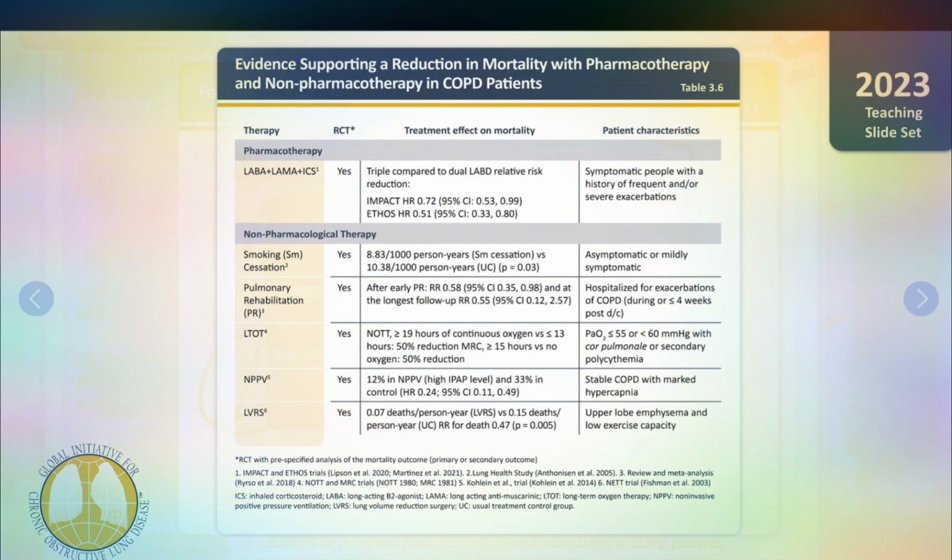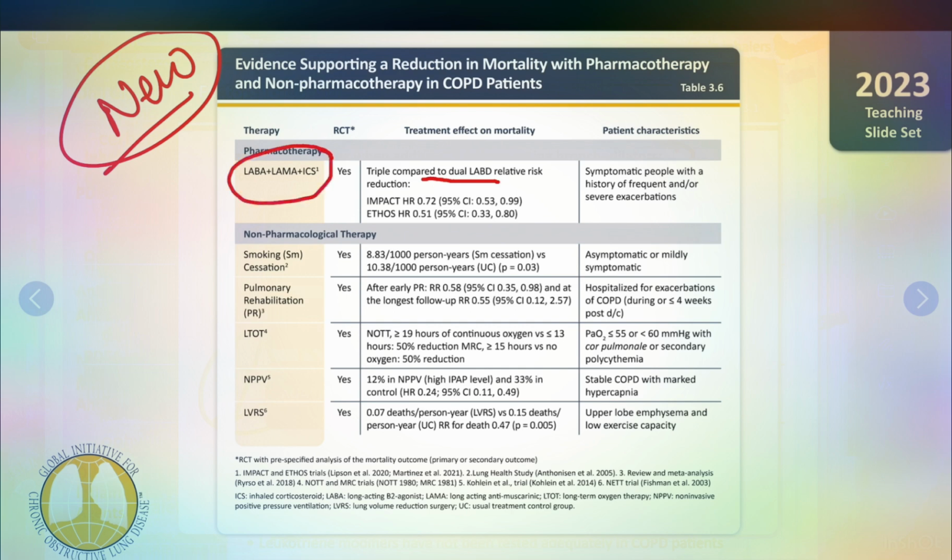Very, very important. Then they are telling about the evidence supporting a reduction in mortality with pharmacotherapy and non-pharmacotherapy in COPD patients. Very, very important. This is a new thing which has been added this time in the GOLD guideline. They are telling that triple compared to dual long-acting bronchodilators reduces mortality, and it has been proven by randomized controlled trials. But it is in symptomatic patients with a history of frequent or severe exacerbations. If in these patients we give triple combinations, then it decreases mortality.